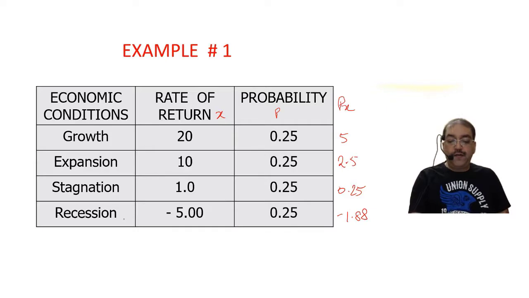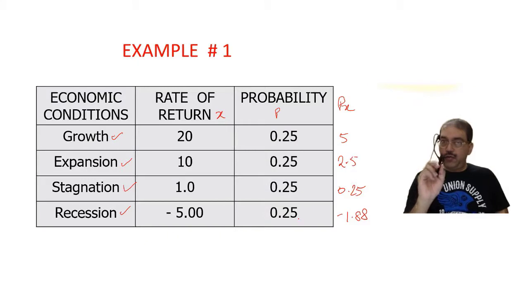Okay, because this is minus. Recession, I have taken minus. I have taken 4 economic conditions: if there is growth, if there is expansion, if there is stagnation, no expansion, no growth, nothing, and if there is a recession. For those 4 scenarios, I have taken 4 expected returns. I have taken the probability of each one of them as equal, 25%. I have multiplied, I have got this.